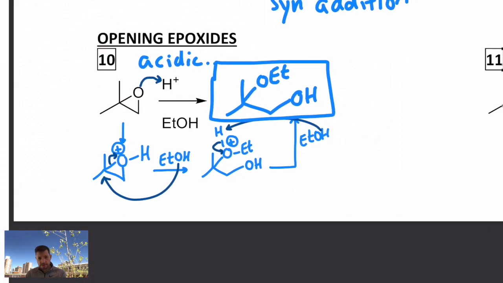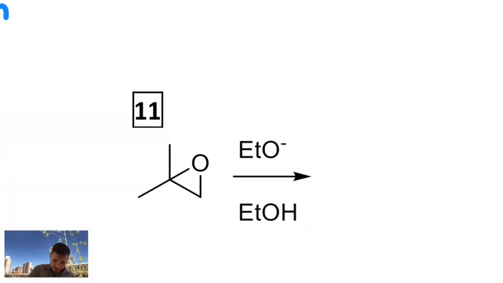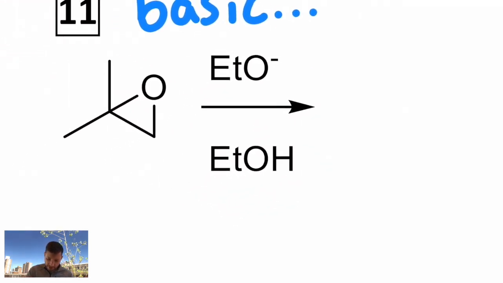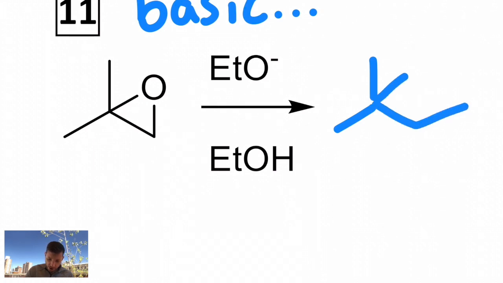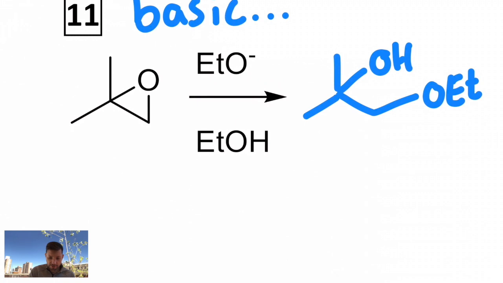So what's the difference between this and the one right next to it? Well, the one right next to it is under basic conditions. This is essentially the same kind of reaction, but this is basic. And the product here has it opening up at the other side. You'll actually get an OH that's tertiary and an ether on the primary carbon. So how did this happen? Well, under basic conditions, you attack the less substituted side.